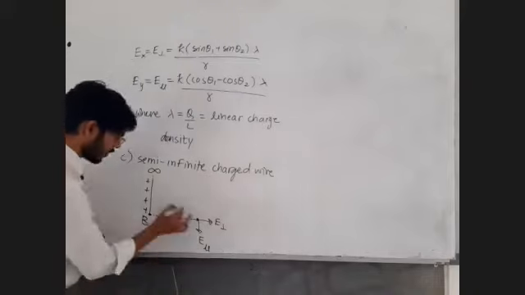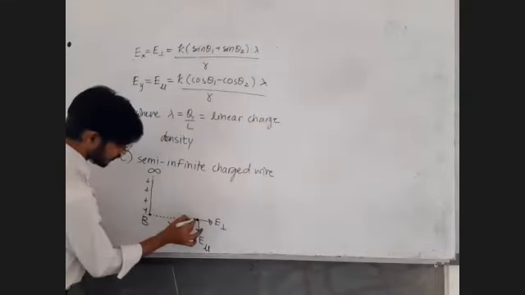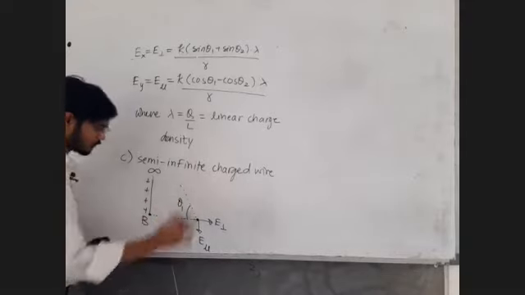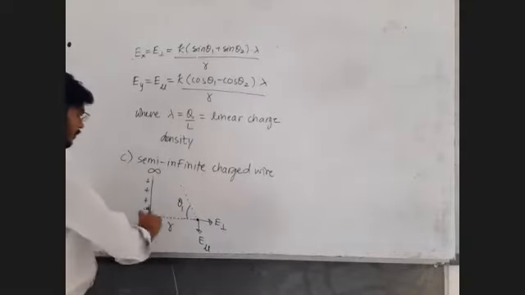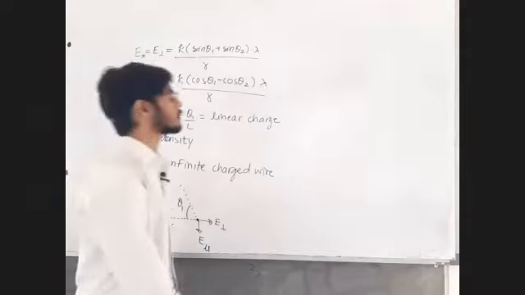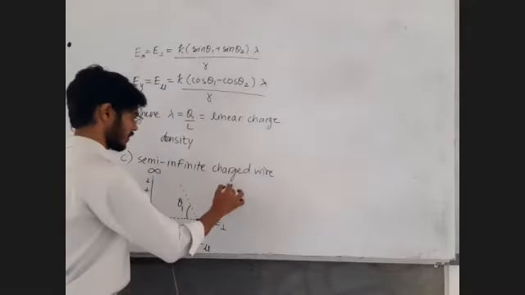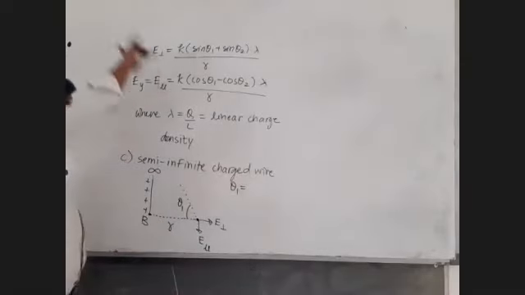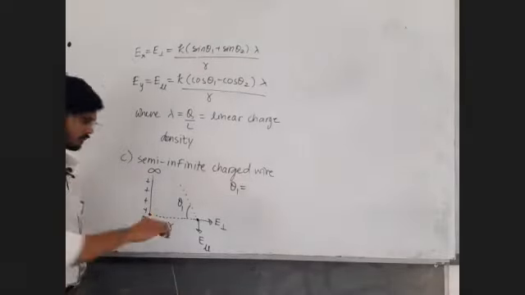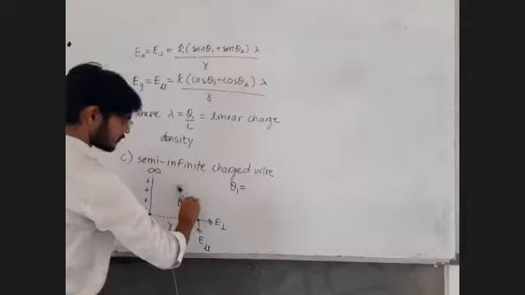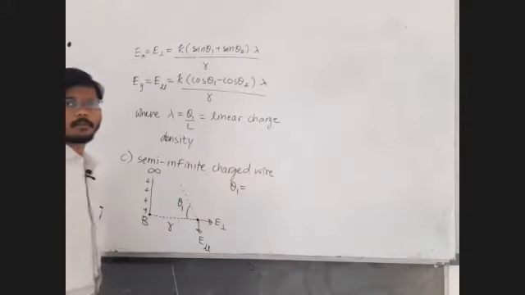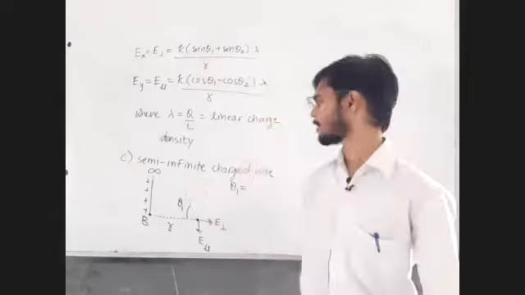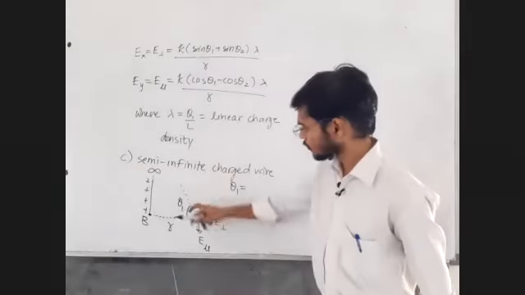Okay, now you people tell me, what is the value of theta 1? Theta 1, angle for the upper end. What is the value of theta 1, angle for the upper end? Upper end is at infinity. Then what is this angle? Quite obvious, all of you are giving the correct answer. Very simple thing.